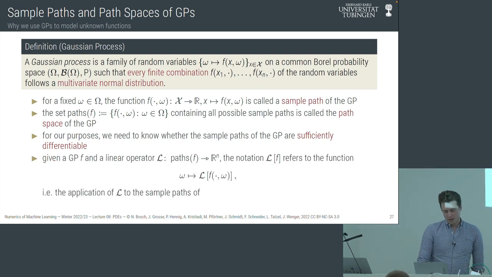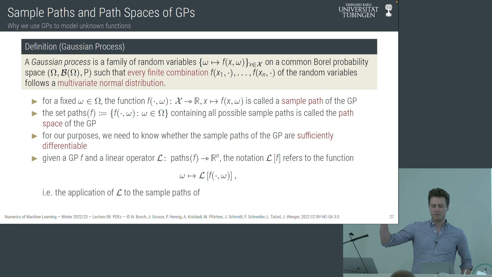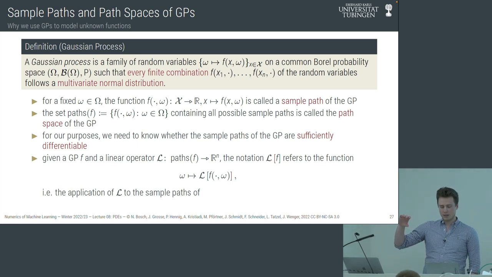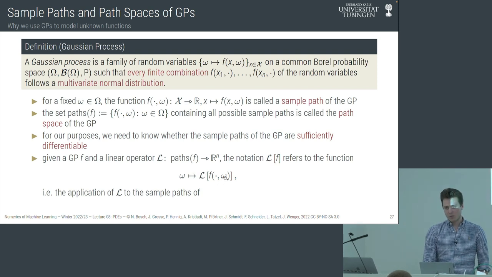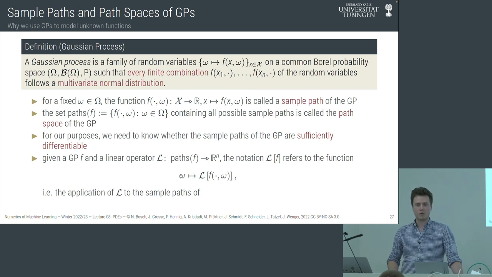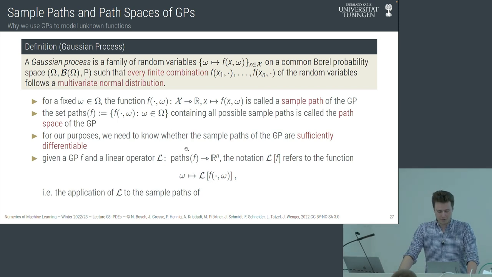Second of all, if we state that we want to compute Lf, so the image of some GP f under a linear operator L, what we actually mean is, first of all, fix an omega, then you have a sample path, a function which just maps x to the real numbers, and then we map that through the linear operator, and afterwards we let omega go again. So it's the concatenation of a sample path with that operator, and in this case, because we choose the operator to map to R^n, this is just an R^n valued random variable, so a random vector, even though there is an infinite dimensional object in between, which is this GP, right?